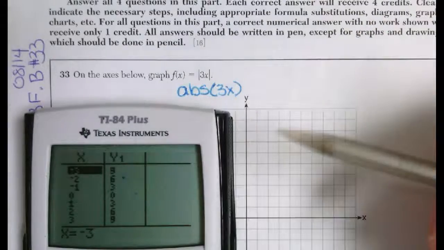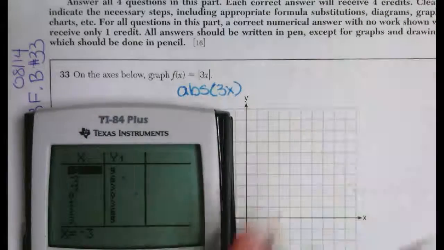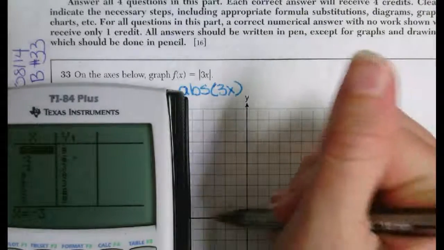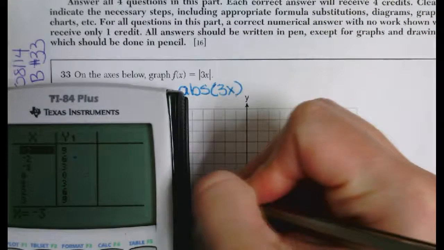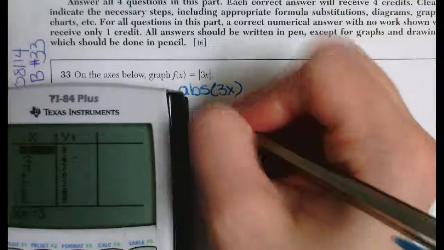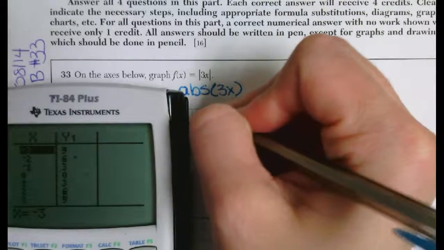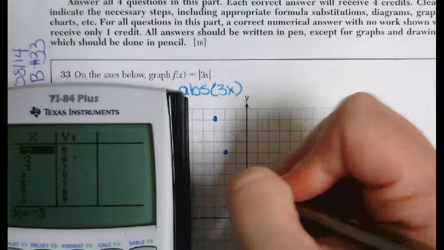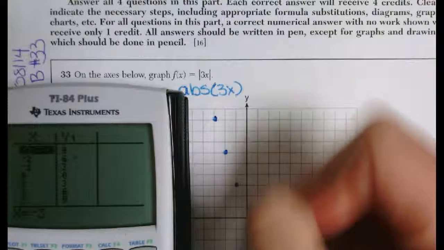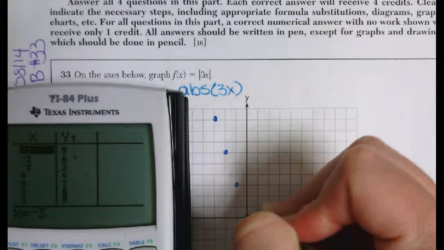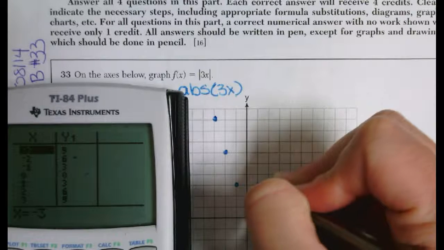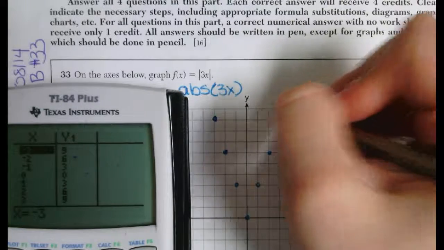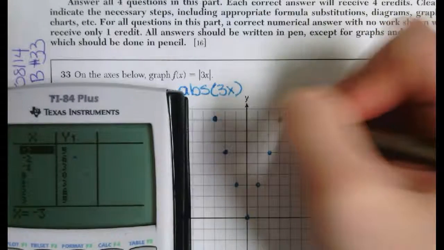The reason is that there's only 10 boxes here. So I'm going to go a little bit over, and I'm going to type in negative 3 up to 9. 1, 2, 3, 4, 5, 6, 7, 8, 9. My next point is negative 2, 6, negative 1, 3, 0, 0, then it goes right back up. 1, 3, 2, 6, and 3, 9.